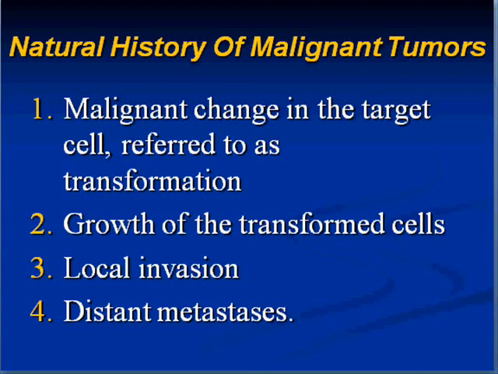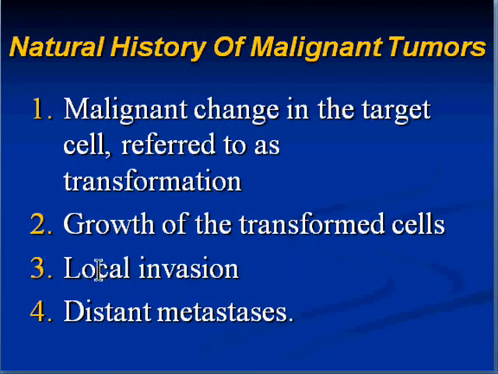Let's talk about the main things that malignant tumors do. Well, the first thing they do is they become malignant, and the process by which normal tissue or non-malignant cells, under the influence of, let's call them carcinogens and other things, become malignant is referred to as transformation. The transformed malignant cells then grow.